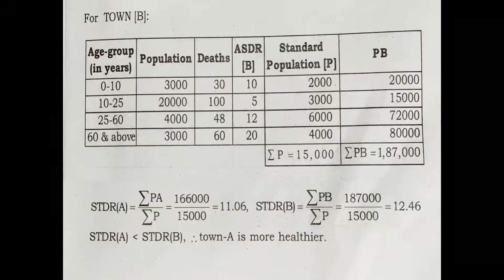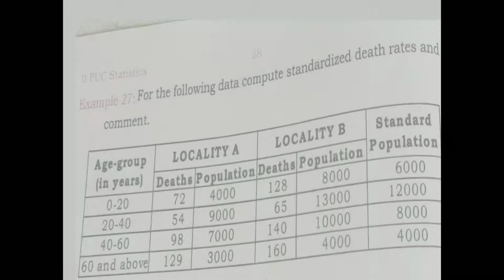Now you have to compare which town is healthier. So 11.06 is the standardized death rate of town A, and 12.46 is the standardized death rate of town B. That means death rate is higher in town B than town A. So which town is more healthy? Town A is more healthy, since the death rate of town A is lesser than the death rate of town B.